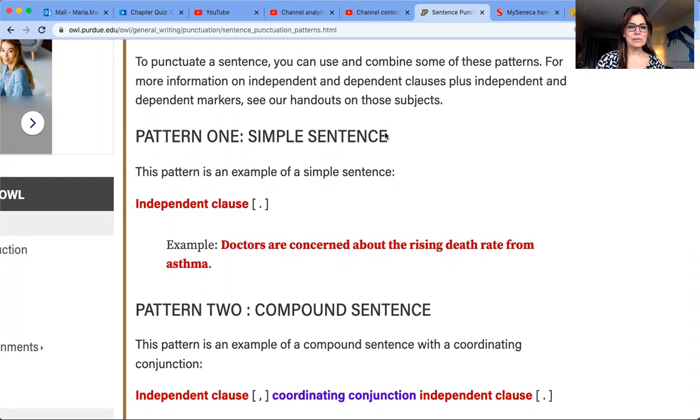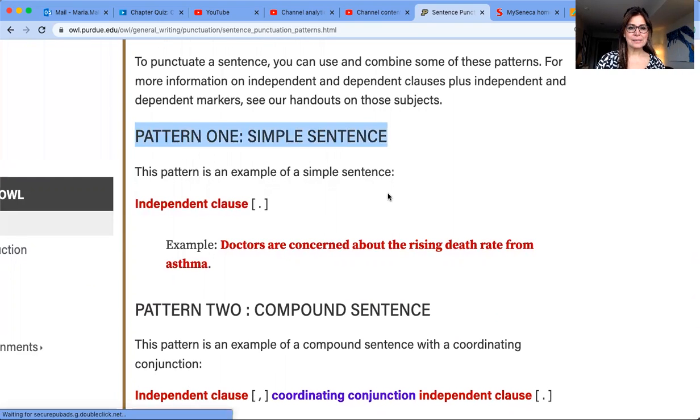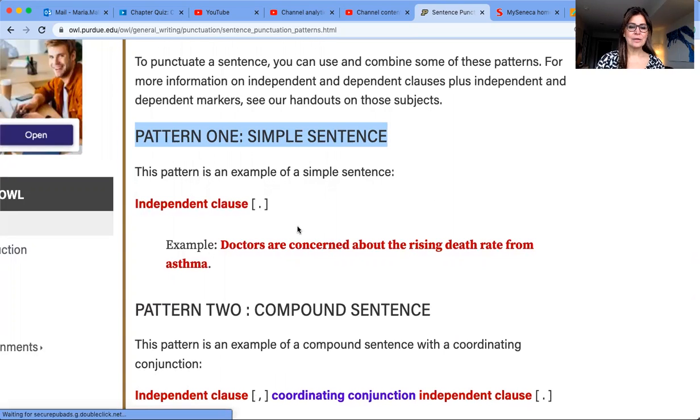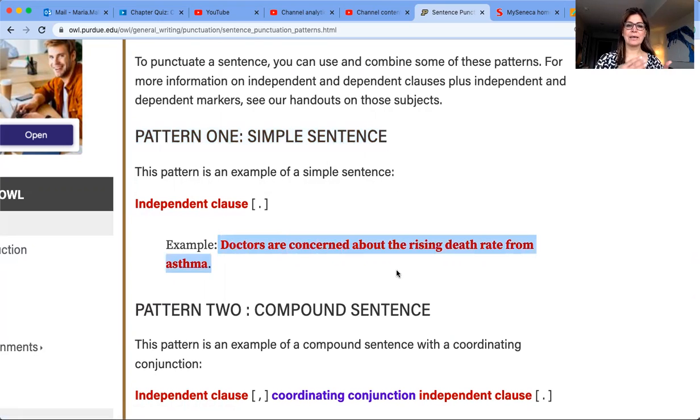If you have simple sentences, step one is the pattern: you have one idea within the sentence. It's an independent clause. Basically, if I say a sentence with one subject, one verb, that is considered a simple sentence. Doctors are concerned about the rising death rate from asthma. It's considered a simple sentence. For simple sentences, at the end of the idea, you only need a full stop or period.